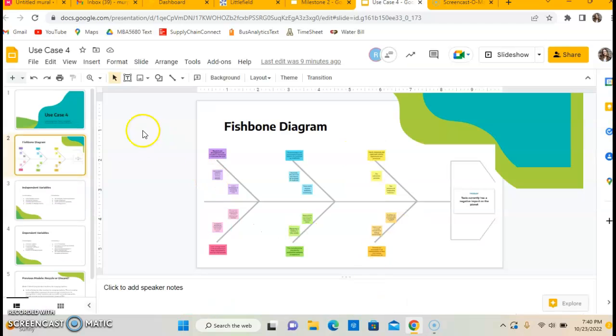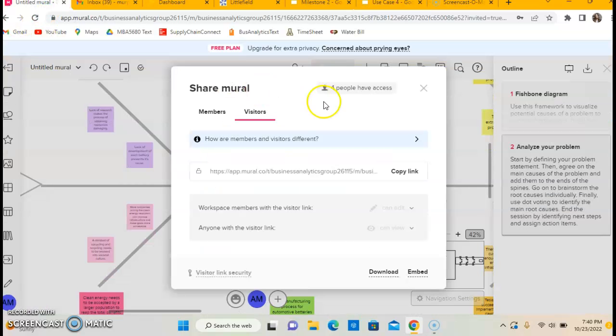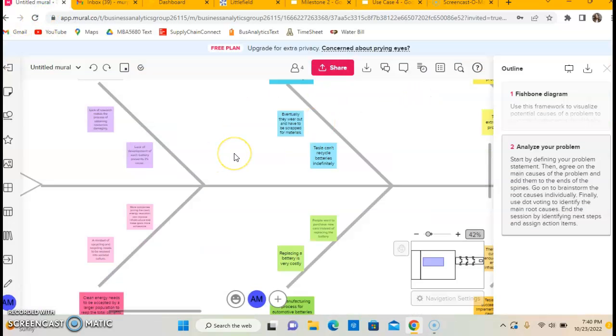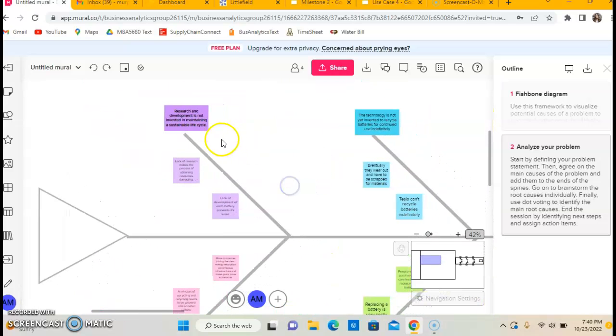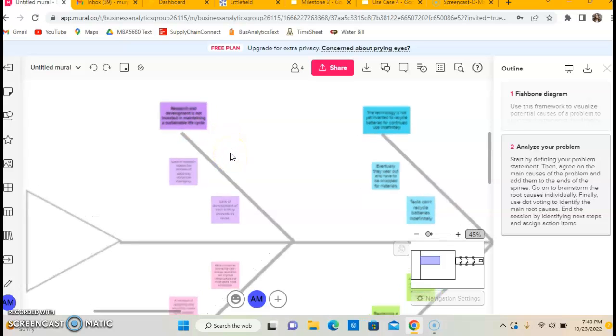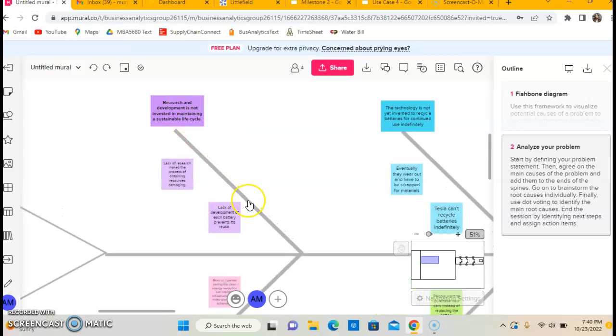So I'm going to go to Mural's website where we created this, and just kind of go through each of these with you. So up top, we started with research and development. Is not invested in maintaining a sustainable life cycle. So these are going to be our root causes for our predictive.